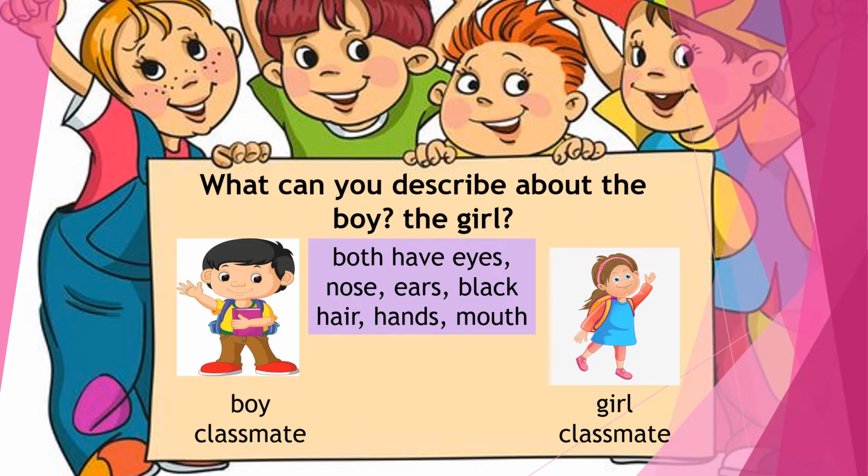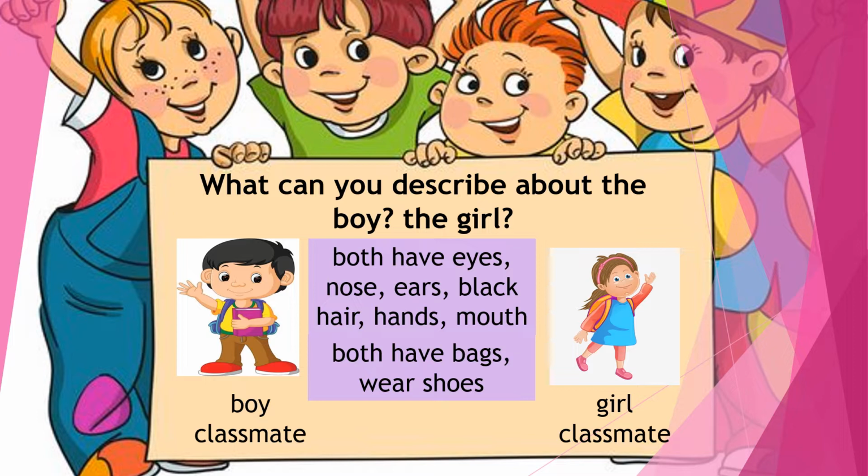Look at the boy, look at the girl. We have both eyes. We also have nose. Yes, they have nose. Ears. Yes, ears. Black hair. Is it black? No. You can say this is black and this is brown, right? Okay. Then hands. Yes, they both have two hands and they have mouth also. And what else? Yes, they have bags and they wear shoes.